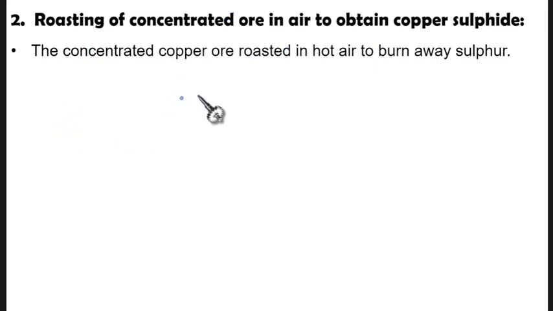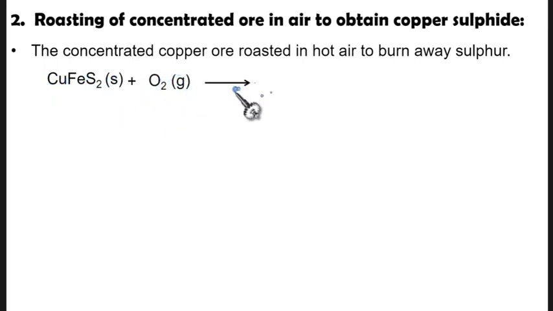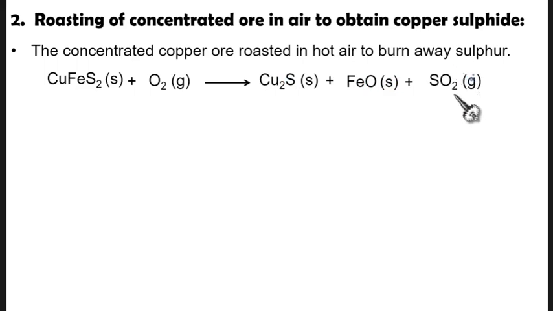So when it is roasted in air, this is the equation which is supposed to be known. So here, this is chalcopyrite, which is copper iron sulfide. Then after being roasted in oxygen, which is air, it gives you copper sulfide, then also iron oxide, plus sulfur dioxide gas. So these are the products of this process. So it removes the sulfur away. Most of the sulfur goes away.